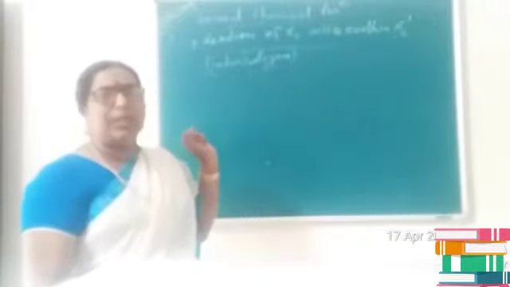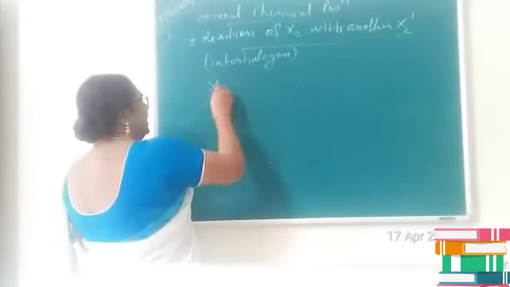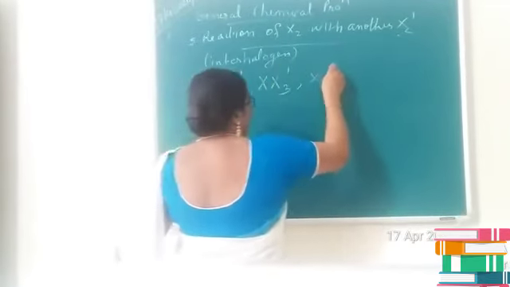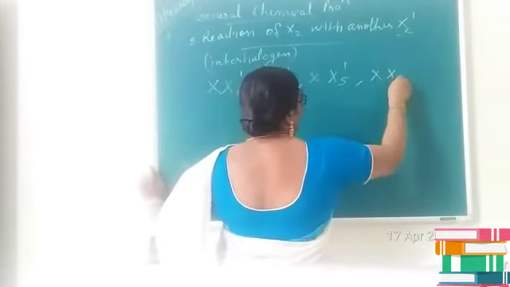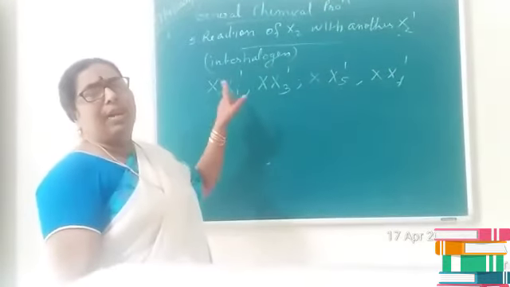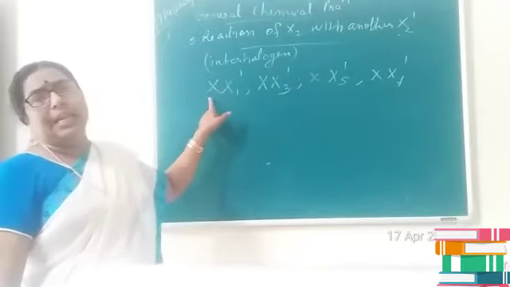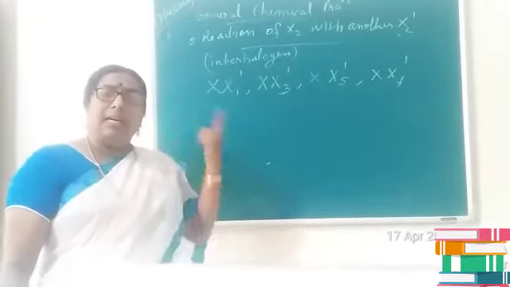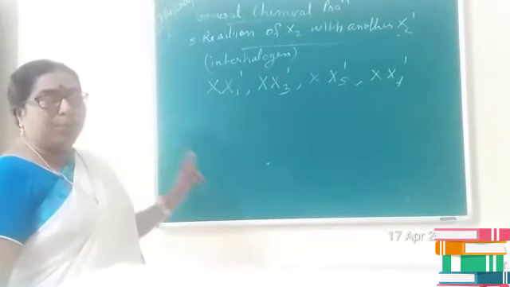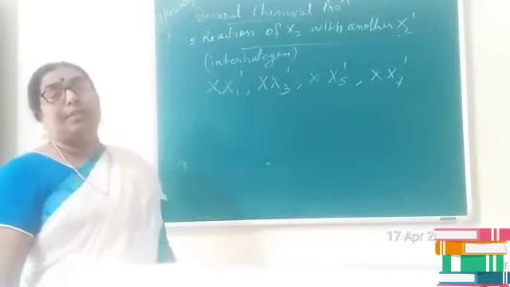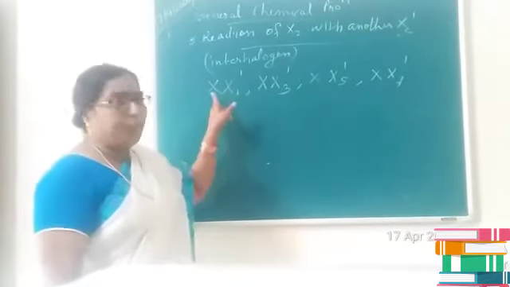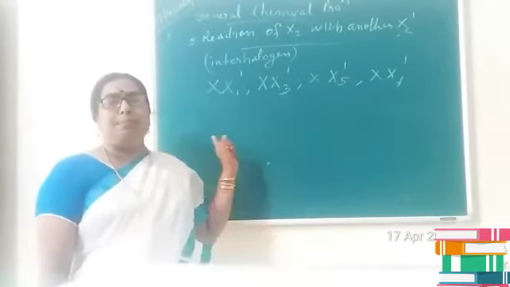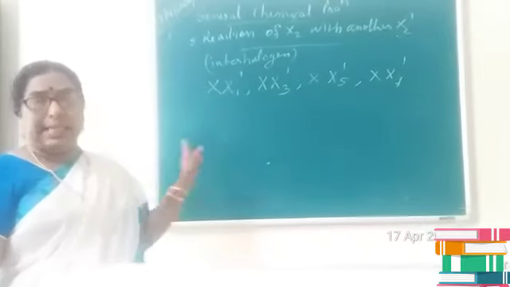These interhalogen compounds may have the formulas XX', XX3', XX5', XX7', where X is of larger atomic size and more electropositive nature. Both of them are halogens, in which the size of X will be more, and it will be more electropositive than X'. And as the ratio between the radii of these two halogen atoms increases, the number of atoms present per molecule also increases. Is it clear, children?